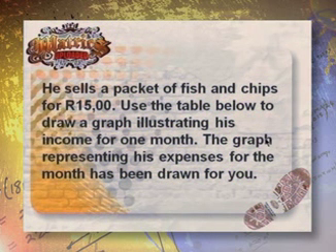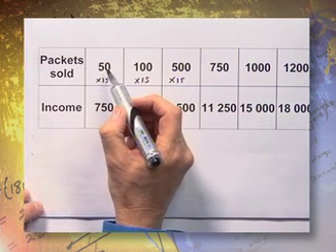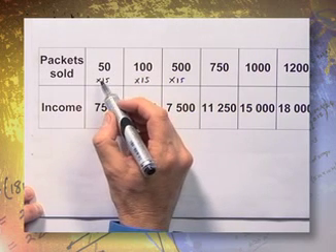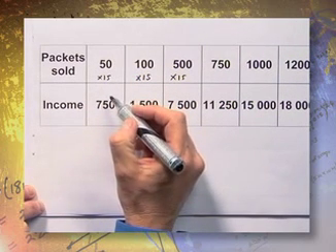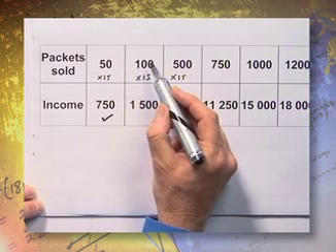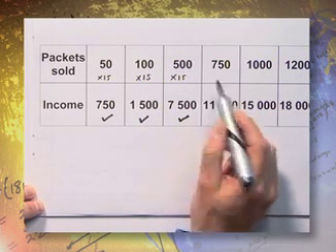We're going to use a table below to draw a graph illustrating his income, and we're going to provide you with the graph of the expenses, but we're going to focus now on the income. Have a look at this sheet of paper. We've got the number of packets sold. If he sells 50, he's going to sell them for 15 Rand each, so his income is 750 because you're multiplying that. For 100 packets times 15 gives you 1,500. For 500 times 15 is 7,500, and so we go on.